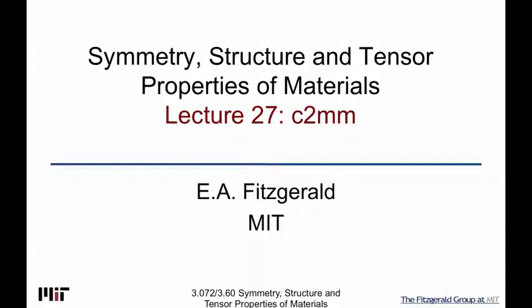Welcome to lecture 27, which is C2MM. So in the last lecture, we started adding the 2MM groups, basically high symmetry mirror planes, to rectangular lattices. And we had mentioned that we're going to start to offset it. But before we do that, let's do an example which shows us how mirror planes and glide planes that are offset may be related to each other, and C2MM is a good example of that.